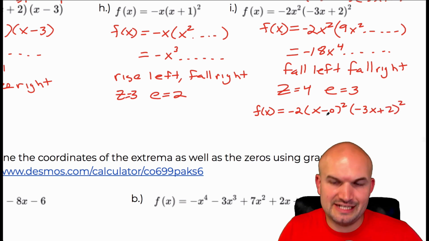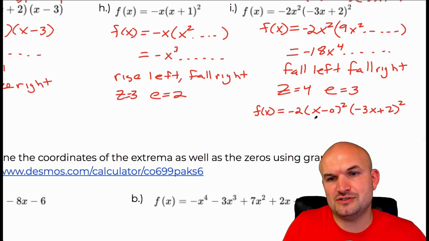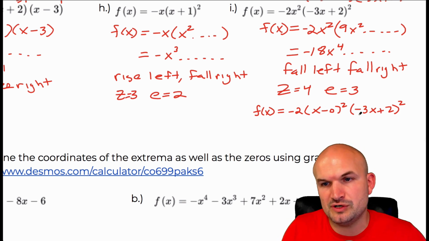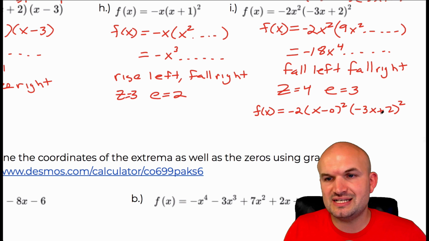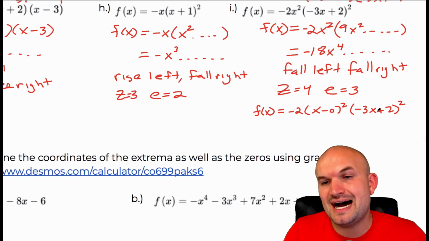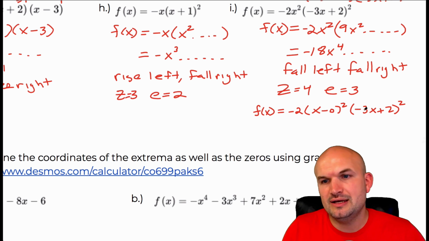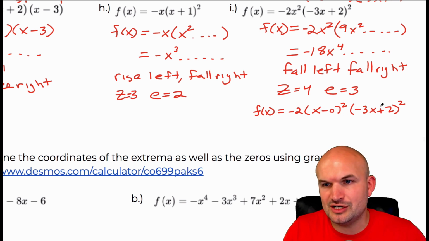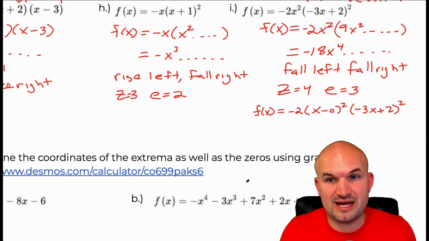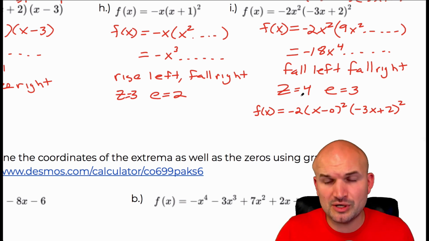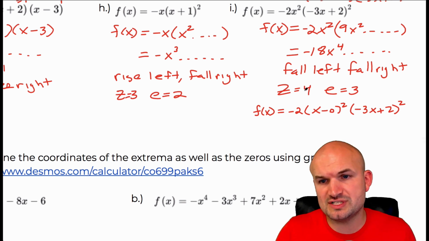Now, if we were to set each of these factors equal to 0 and find the zeros, we would have x equals 0. And if we set this equal to 0, we would see this is going to be x equals positive 2/3. I don't want to get too ahead of myself, but what I want you to notice is we have a maximum number of 4 zeros. We only have 2 zeros, right? But they both have a multiplicity of 2. And if you count up the multiplicity, 2 plus 2 equals 4.